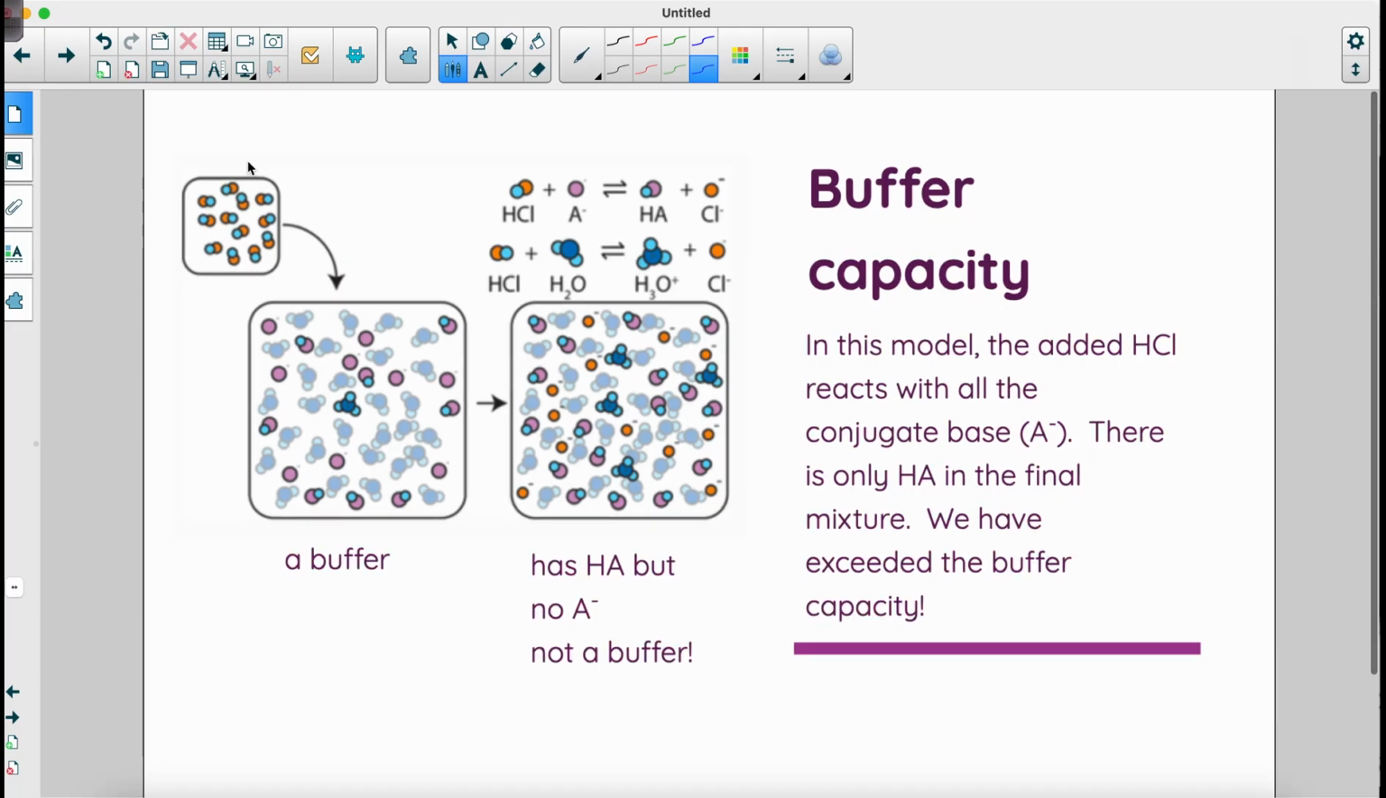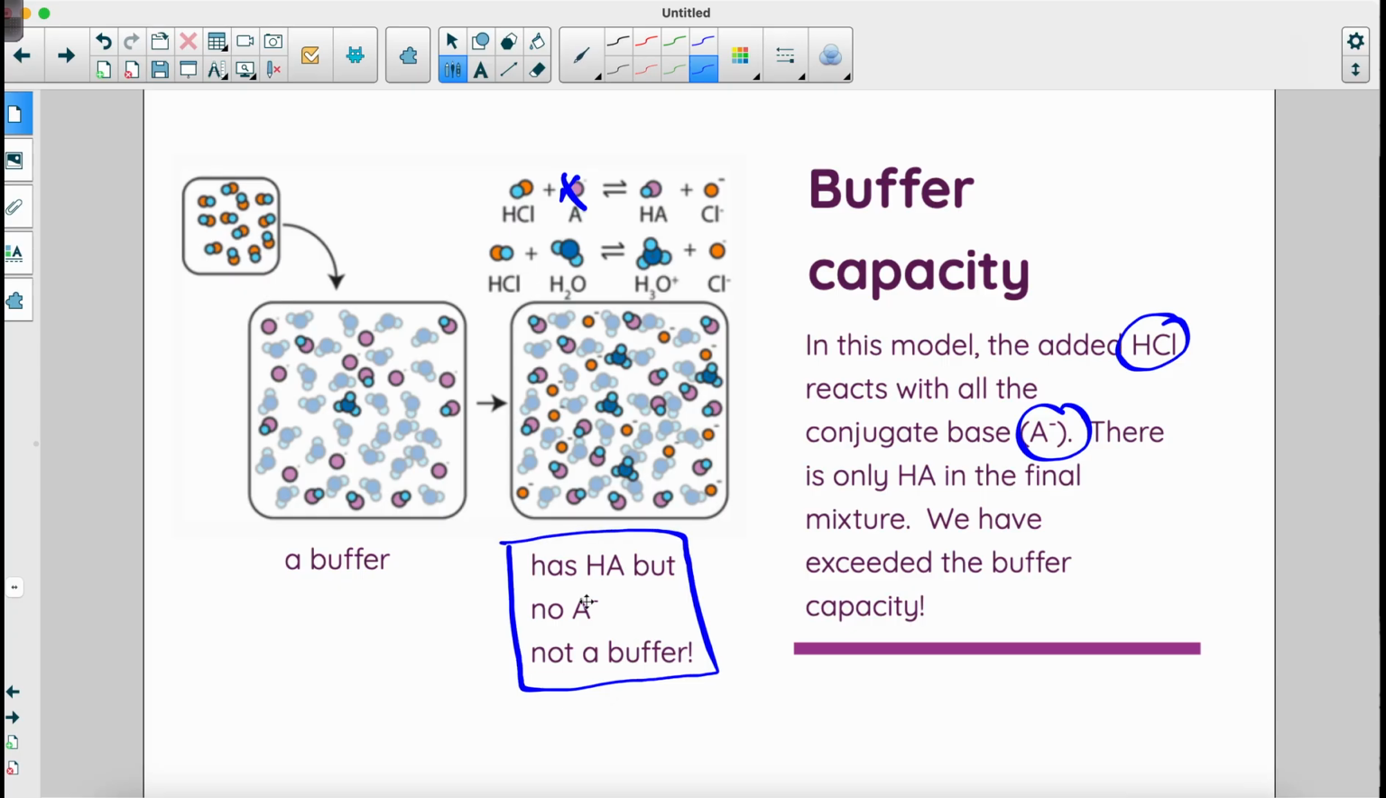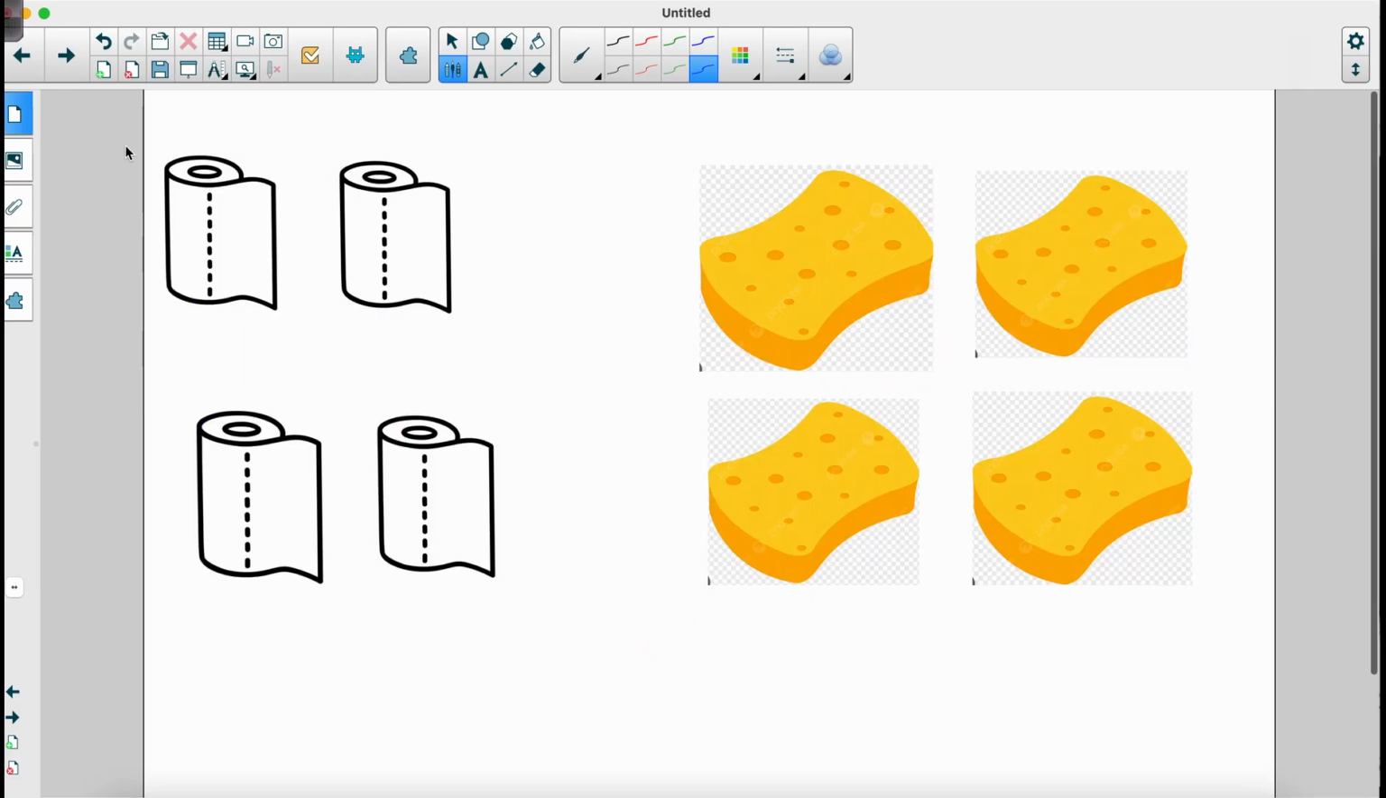So capacity. If the added HCl wipes out all the conjugate base, so it takes all the A minus out of there, then you have HA but no A minus. It takes out all the little A minuses, like the little pink ones, so they all get wiped out. It's like using up a roll of paper towel. Use up a roll of paper towel, and you're not going to be able to absorb any more spills, because we're talking about absorbing. So think of buffer capacity like this.